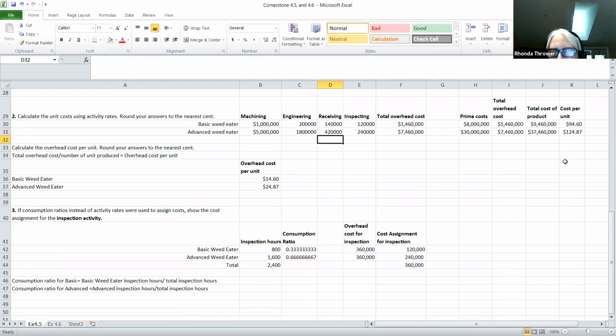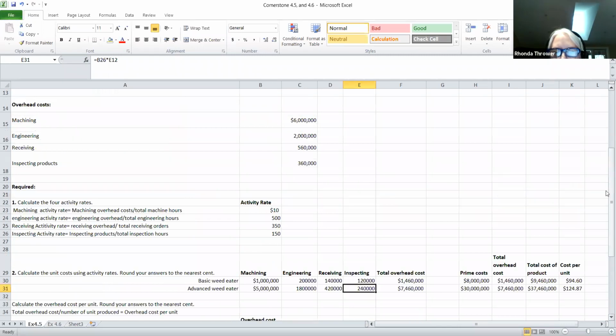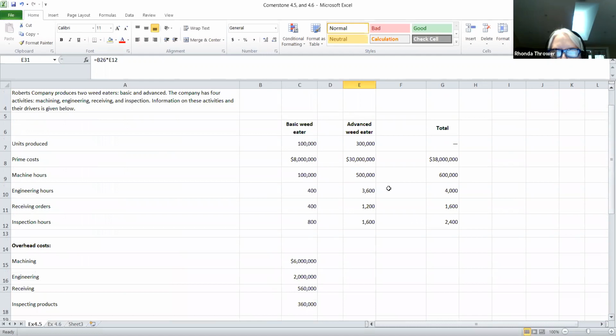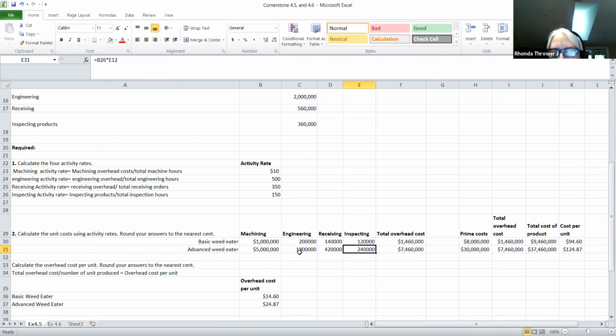And that will give you the 420,000. For inspecting, they're doing the same thing. They're taking the activity rate of 150 and multiplying it by the number of inspecting hours for the advanced weed eater, which was 1,600. Combine all of your activities together to get the total overhead cost. Your total overhead cost for your advanced weed eater is $7,460,000.